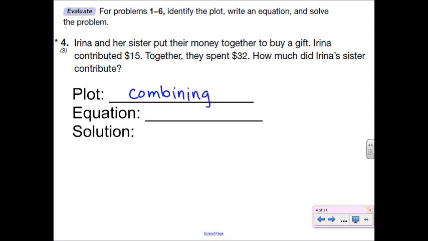And when we combine things, we have sum plus more gives us the total. So Irina's is sum. Her sister's is more. We don't know what that is yet. And that equals the total of $32. So then we have to think, how do I get 15 plus something to equal 32? Well, you can count up from 15 to get to 32, or you could subtract 15 from 32. Either way, you would find out that Irina's sister gave 17.